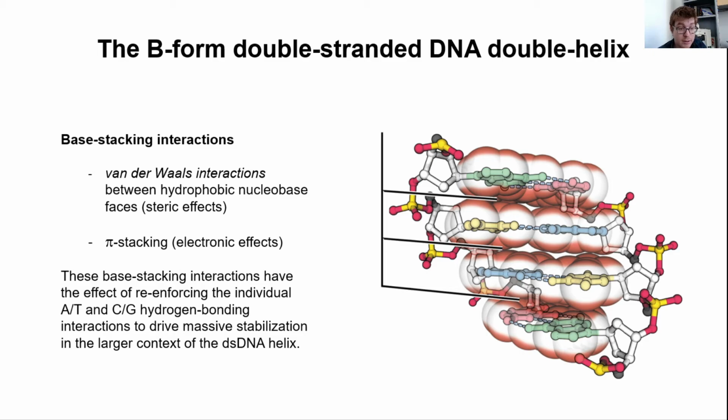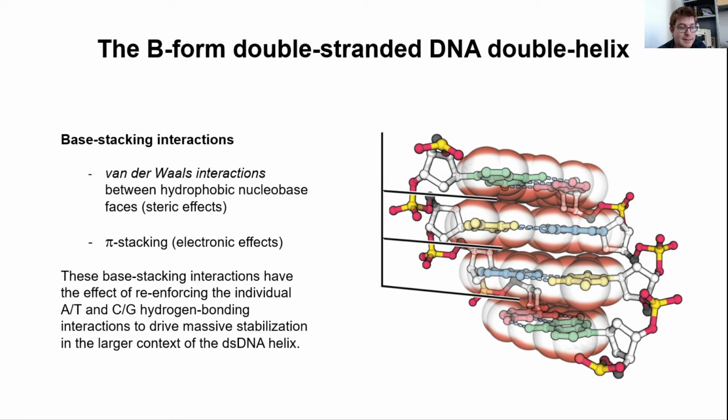So remember that there's lots of carbons there that occupy space, and so you get these nice van der Waals type effects. And then there's also electronic effects that come from a phenomenon called pi stacking. Remember that all of these nucleobases are highly conjugated structures. So electronically, they have all these p orbitals oriented upwards, and those types of structures are very well suited to stacking on top of one another.